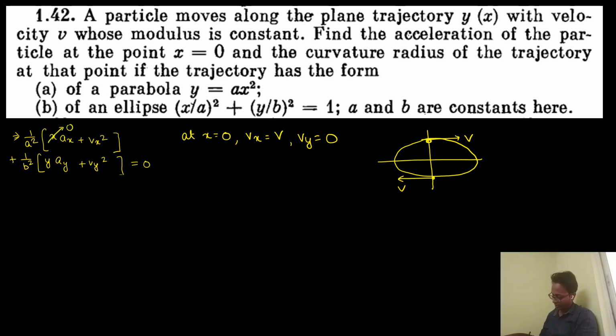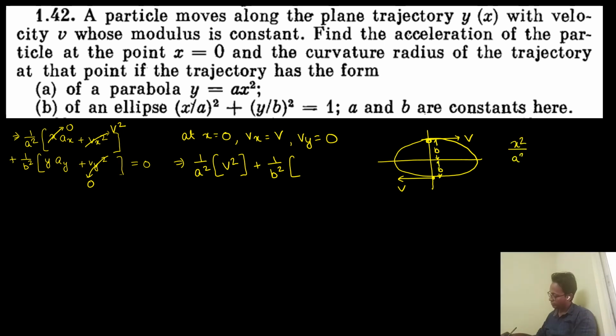Okay, vx is equal to v square, vy is equal to 0, and you need to find out the value of ay. So if I simplify this equation, 1 by a square into v square plus 1 by b square into ay, at x is equal to 0, what's the value of y? The value of y is nothing but b. See, b. How do I know that?